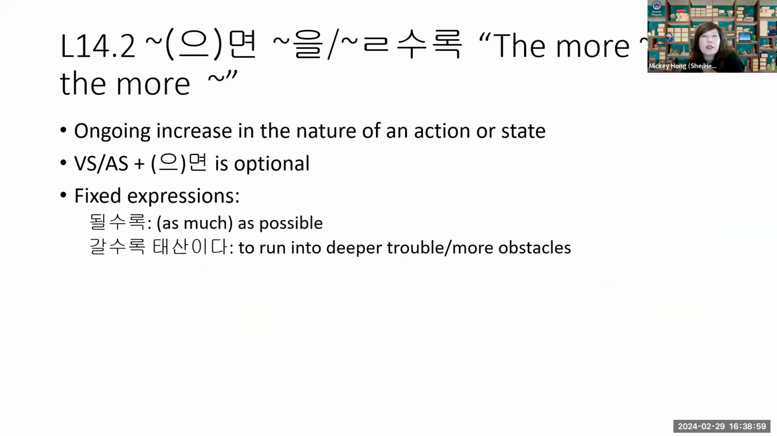Second grammar, 으면 을수록. The more you do something, all the more. The 으면 is optional. They're fixed expressions such as 될수록, as much as possible. 될수록 싸면 좋겠어요. It would be nice if it's as cheap as possible. 될수록 일찍 오세요. Please come as early as possible.